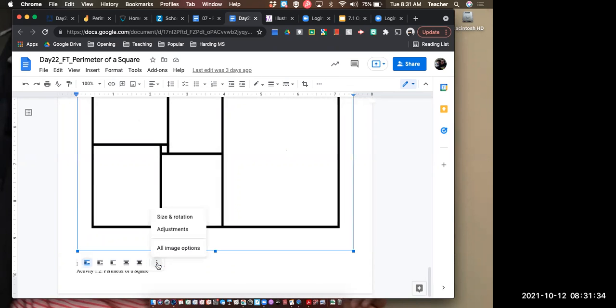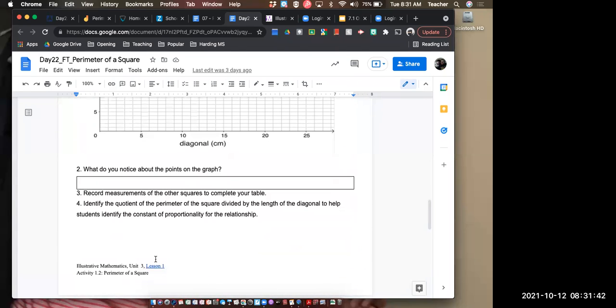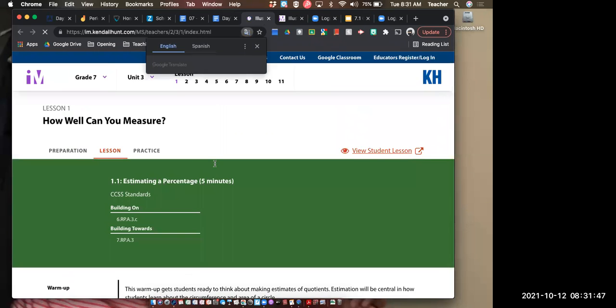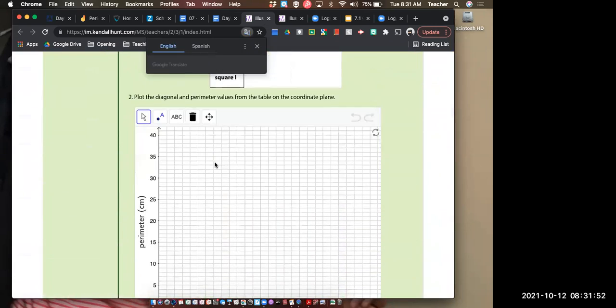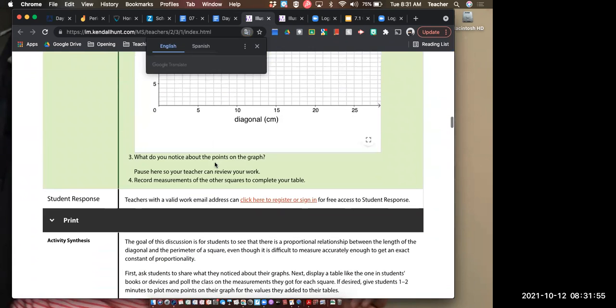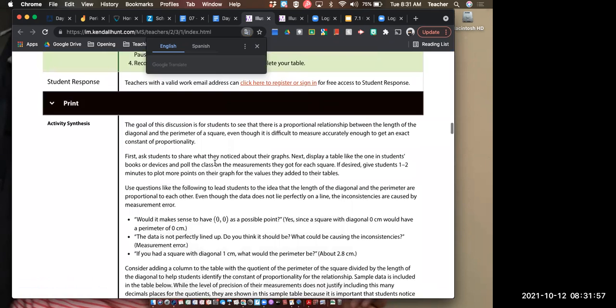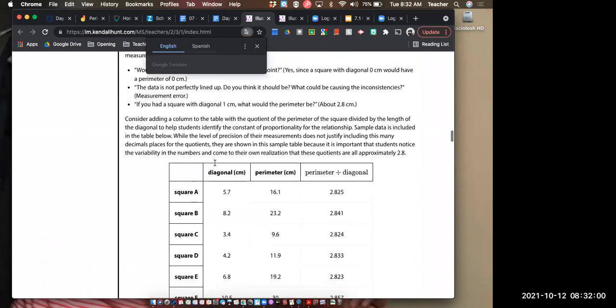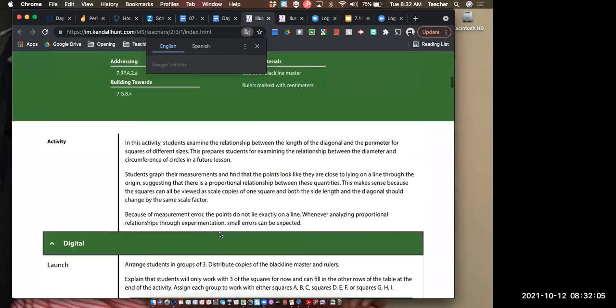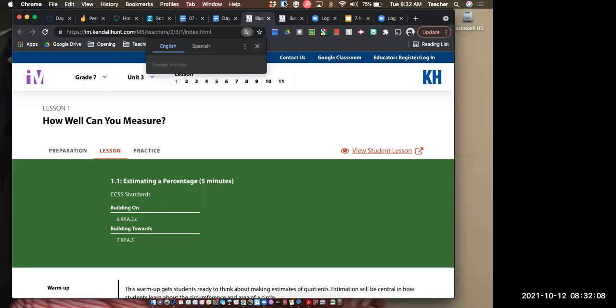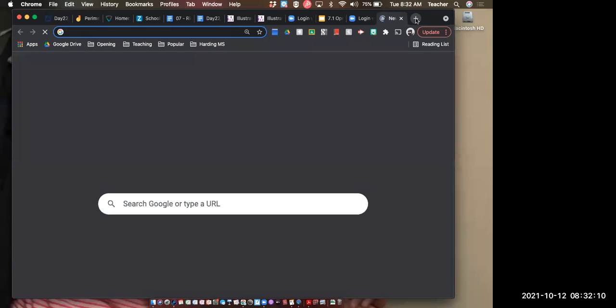If you want, you can take a look at the original part of the lesson, and it's all right here. And you can even take a look at what the goal is and the synthesis of it. There's the hint. Okay, and go from there. Should be relatively simple to do.